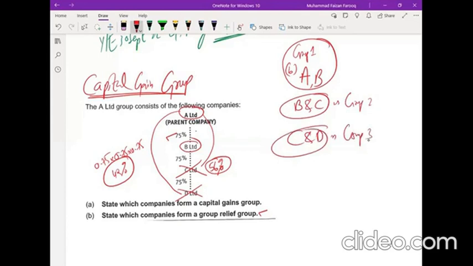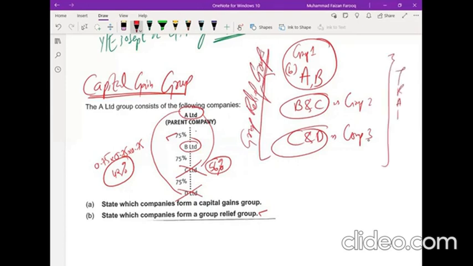This is known as what groups? Group relief groups. What are they allowed to share? They are allowed to share only their trading losses, nothing other than that. This is what we learned. Any questions on the B requirement? So A and B can share losses between each other, B and C can share losses between each other, and C and D can share losses between each other, because they are forming separate 75% groups.